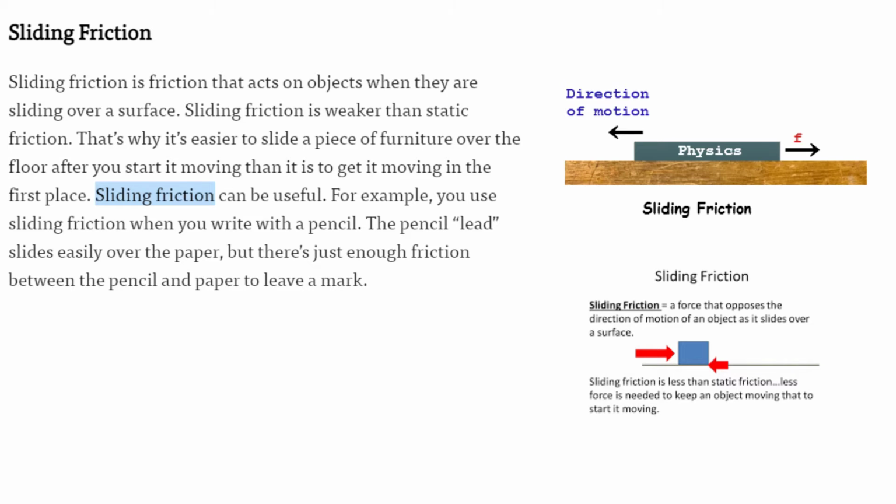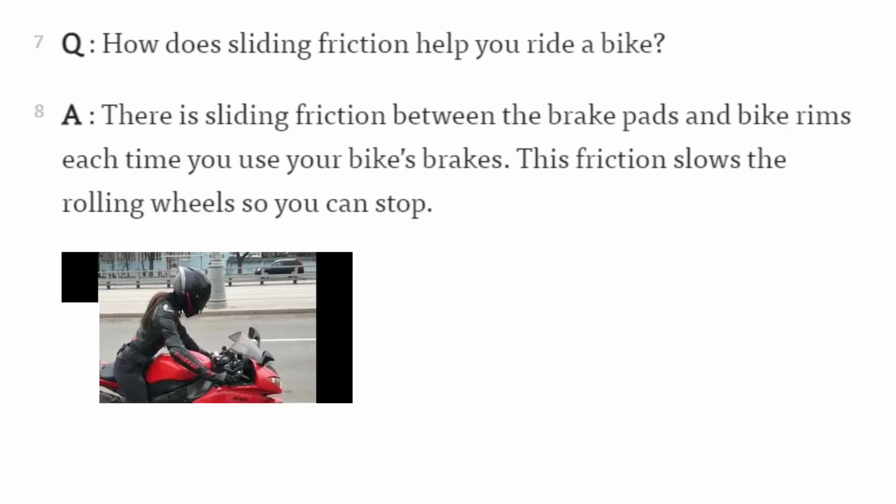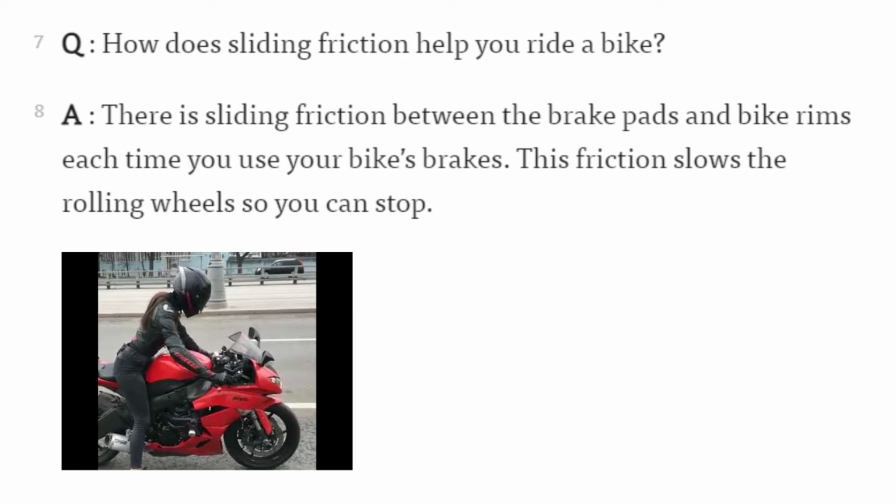Sliding friction can be useful. For example, you use sliding friction when you write with a pencil. The pencil lead slides easily over the paper, but there's just enough friction between the pencil and paper to leave a mark. Q. How does sliding friction help you ride a bike? There is sliding friction between the brake pads and bike rims each time you use your bike's brakes. This friction slows the rolling wheels, so you can stop.